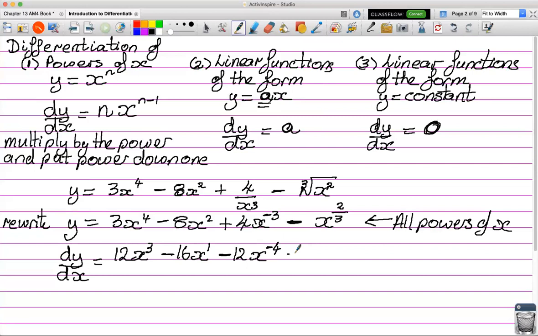And then here we're going to multiply by the power. So we're multiplying by 2/3. And then we put the power down 1. If we're putting the power down 1 in our heads or off to one side, we're doing this: 2/3 minus 1, and 2/3 minus 1 is equal to minus 1/3. And that's going to be the new power. So in here we put minus 1/3.